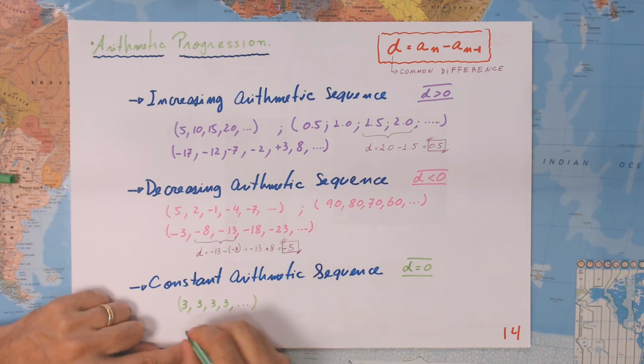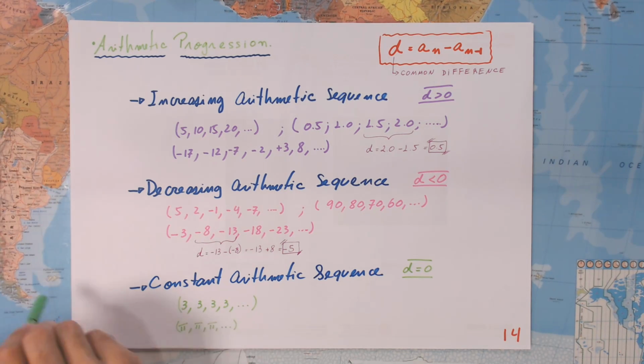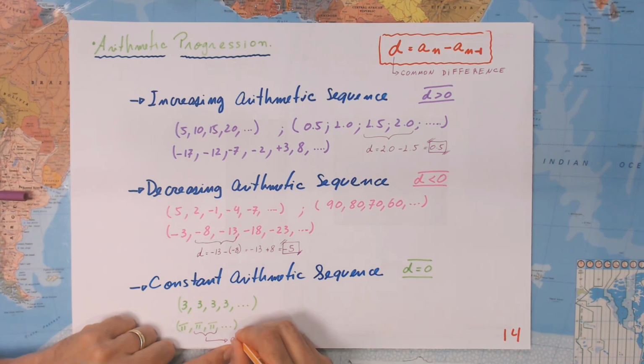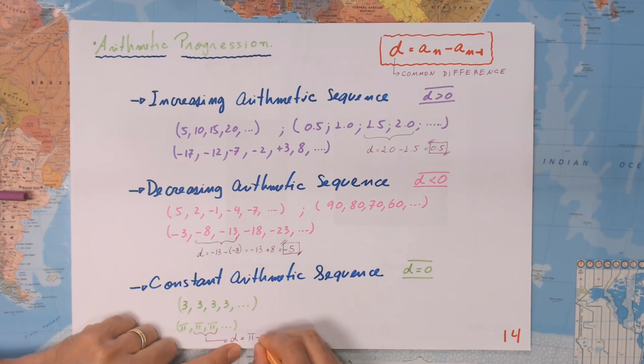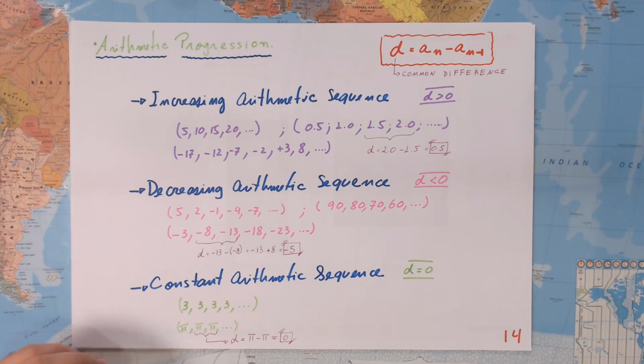and so on. Or maybe pi, pi, pi. And if we just perform the difference between two terms, what is the difference? The common difference, right? The common difference is going to be pi minus pi, which is 0. So those are the three types of arithmetic progression we have.